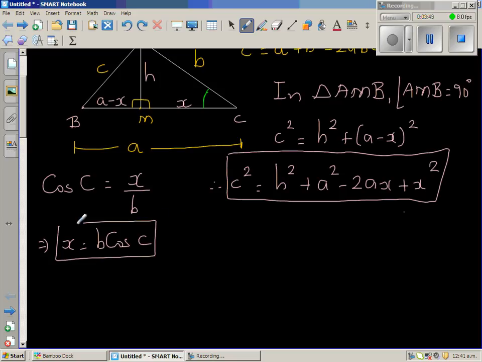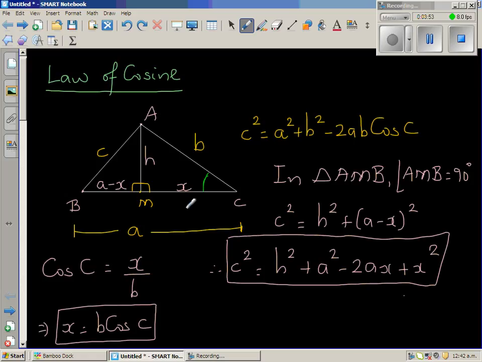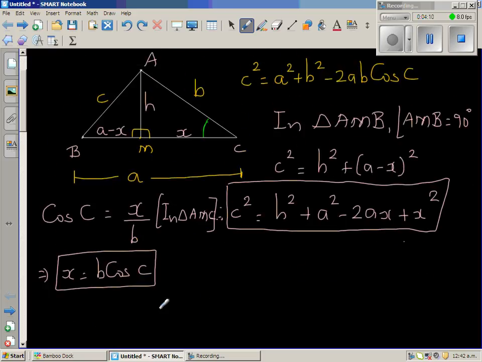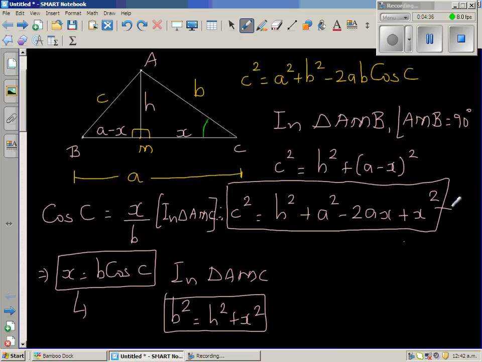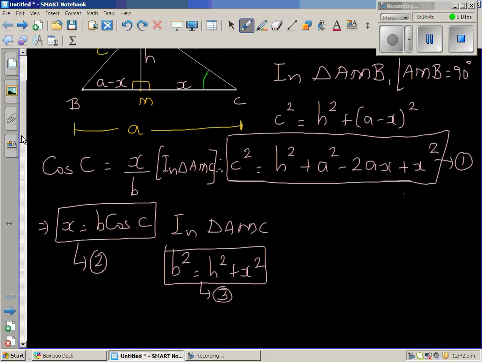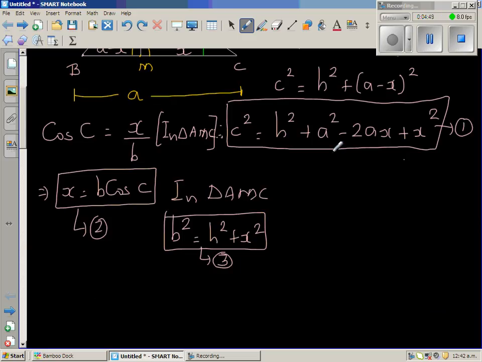And in triangle AMC, using Pythagoras again, b squared is h squared plus x squared. So let us call the first result 1, this result 2, and this result 3. We're going to substitute 2 and 3 in 1.